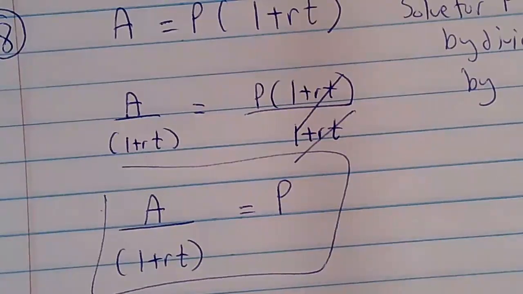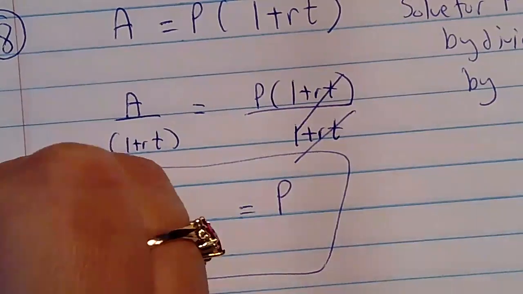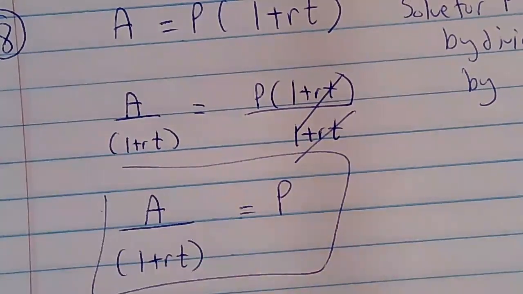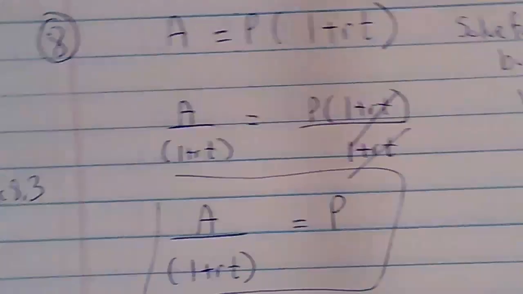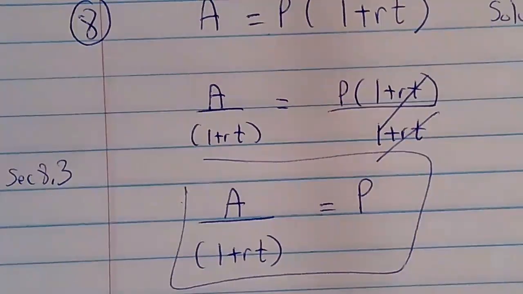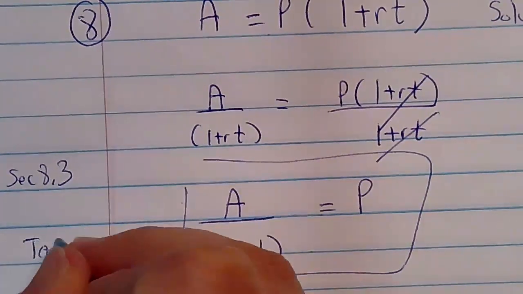If you want a reference page for that, it should be in section 8.3 under simple interest. If you want a reference, you should be able to find some information there. The other thing that's also helpful in section 8.3, though not throughout the whole book, is the technology part. They have a technology aspect where they talk about the calculator.